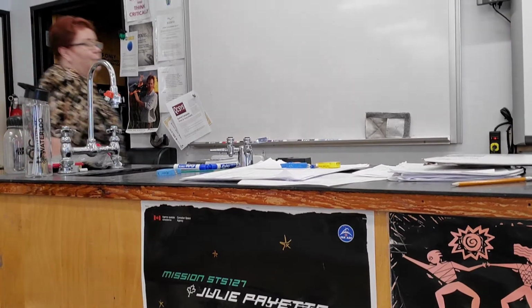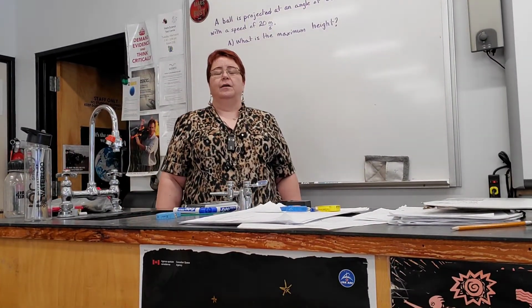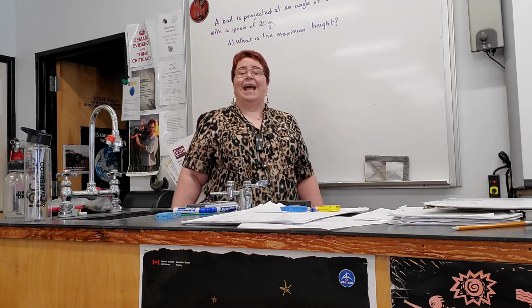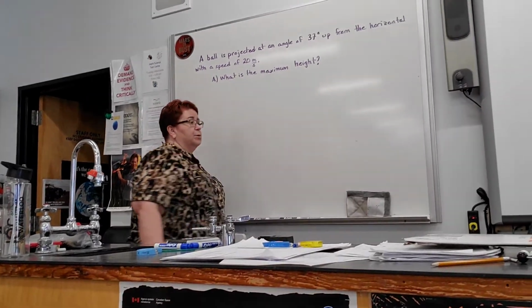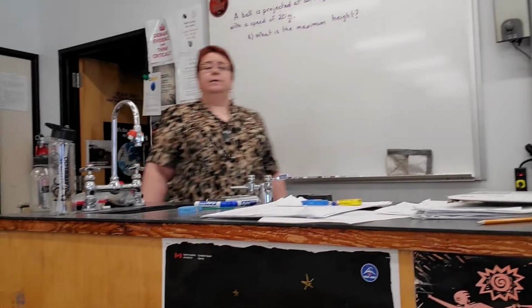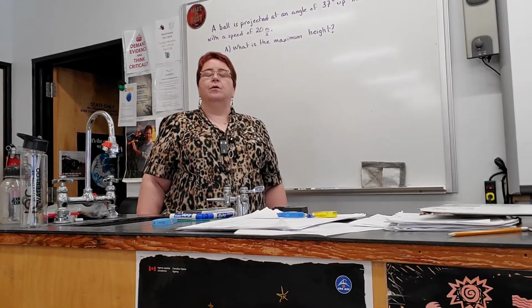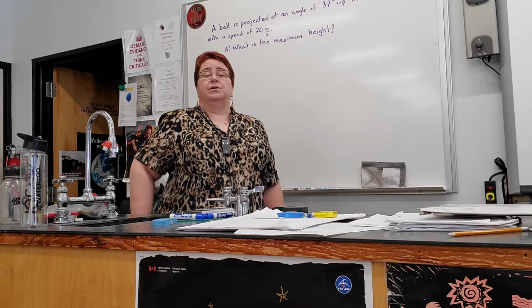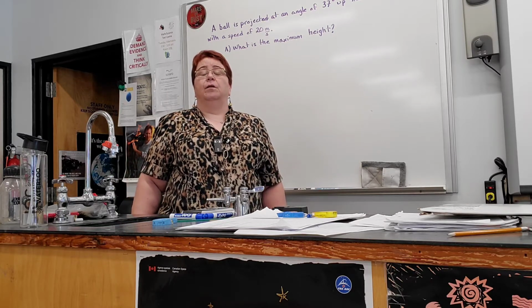Okay, we're going to start with example 2 from lesson 9 on projectiles. This is how we handle a problem where our object is launched at an angle from the horizontal and not completely horizontal. So we're starting with a ball is projected at an angle of 37 degrees up from the horizontal with a speed of 20 meters per second. And the first question to answer is, what is the maximum height of the ball?